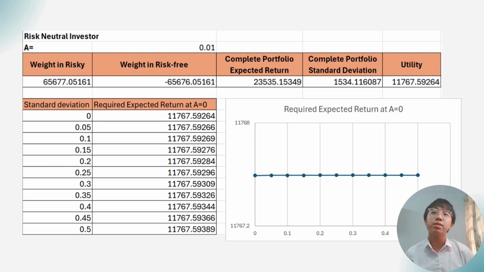As shown in the table, the required returns stay almost the same, which is around 11,767.59, even when the risk increases from 0 to 0.5. This results in a horizontal indifference curve, meaning the investor does not care how risky the investment is as long as the return is good.